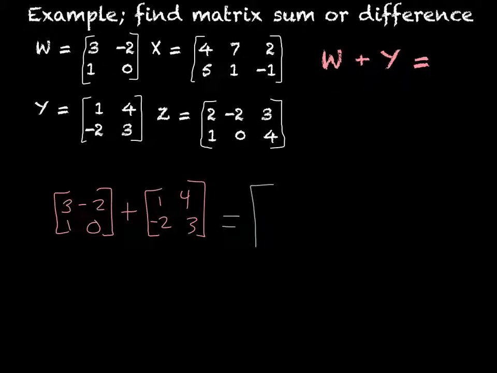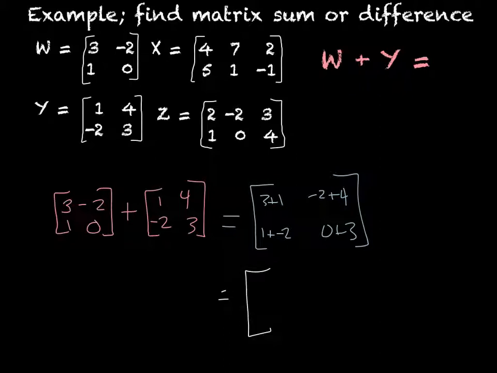And our resulting matrix would be 3 plus 1, negative 2 plus 4, 1 plus negative 2, 0 plus 3. So obviously when we simplify that, we get a resulting matrix of 4, 2, negative 1, and 3. And that is your final answer.